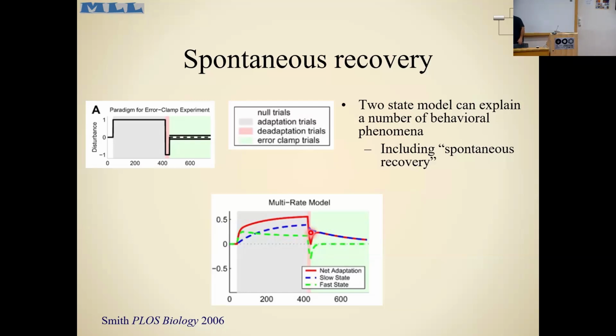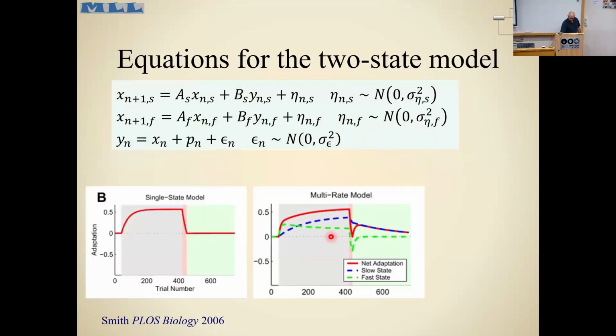And when I turn off the feedback, the fast state drifts back to zero. The slow state drifts back to zero, but very slowly. And so what you see is a revelation of the slow state underneath the fast state. Does that make sense?